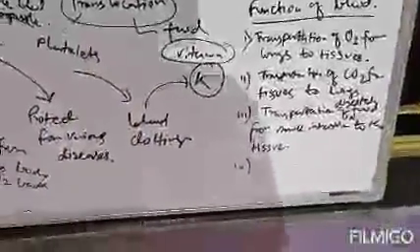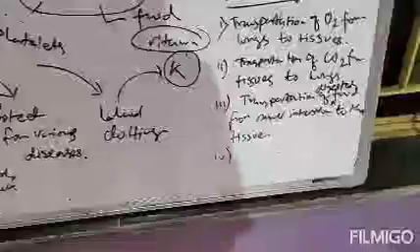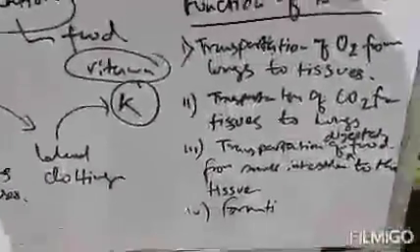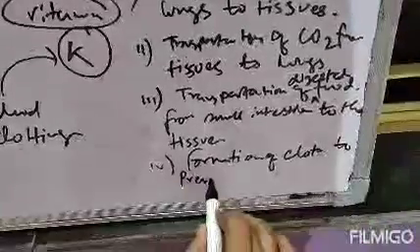What are the other functions? Formation of clot from platelet. Formation of clot is the main function of blood platelets. Clear? There is formation of blood clot. It is also a function of platelet, that is a function of blood, the formation of clots to prevent loss of blood. Excess loss of blood can be prevented by this blood clotting, that is the function of platelet. Clear? So these are the functions.